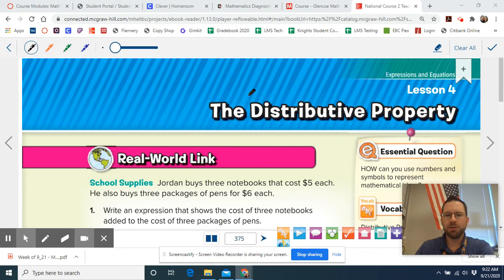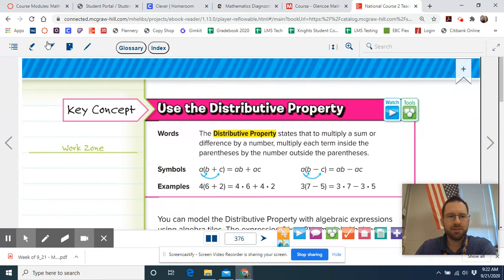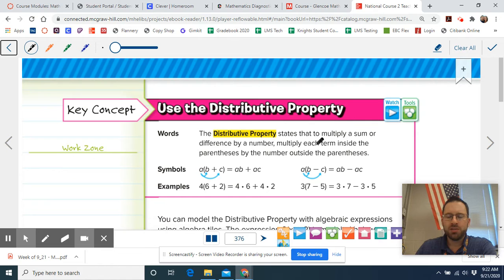We are on to lesson 4 of unit 2, and today's property is distributive property. So we're going to jump right into it. We're on page 376 of your math book. What the distributive property says is that if you have a number or a variable outside a parenthesis, you can distribute that number or variable into whatever's inside the parenthesis.